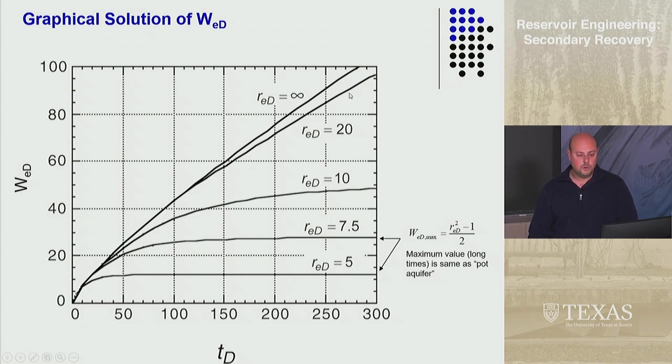For RED of 20 or more, well, you've got to wait until longer times. But this asymptote is RED squared minus 1 divided by 2. In fact, let's even put it in. For 5, 5 squared is 25, minus 1 is 24, divided by 2 is 12. I come across, and that looks like about 12.